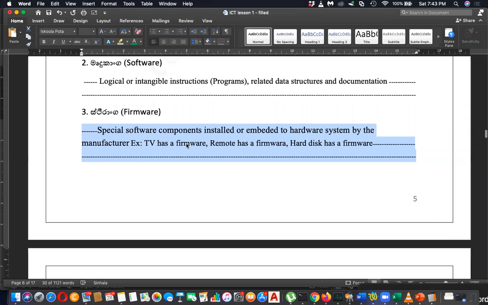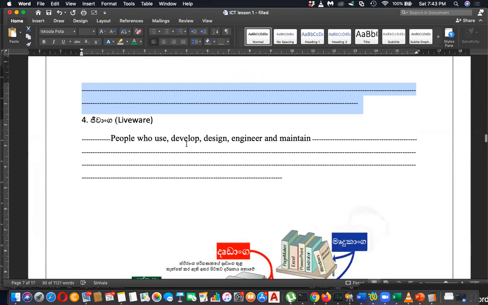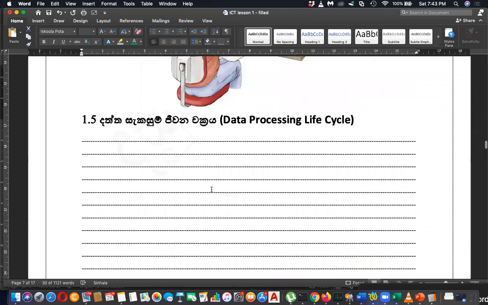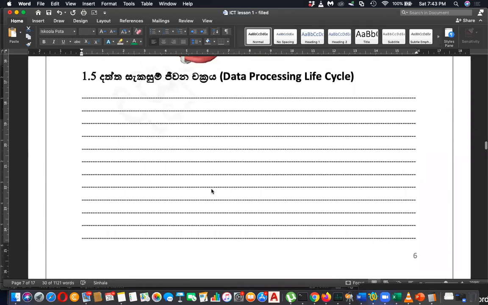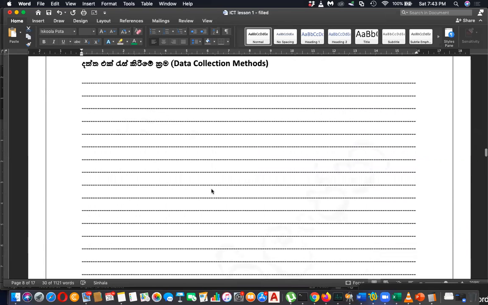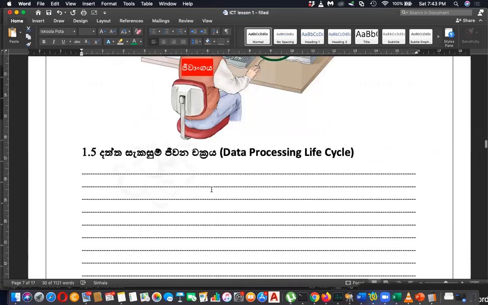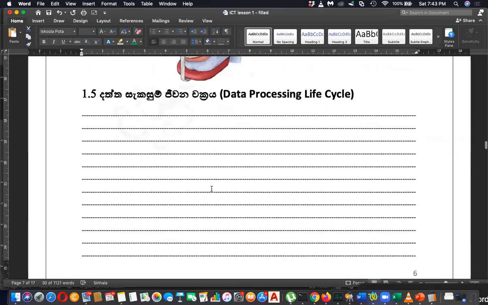That's right. Okay, then liveware, people who use the system. And then the last one, 1.5, is basically data collection methods and the data processing life cycle.